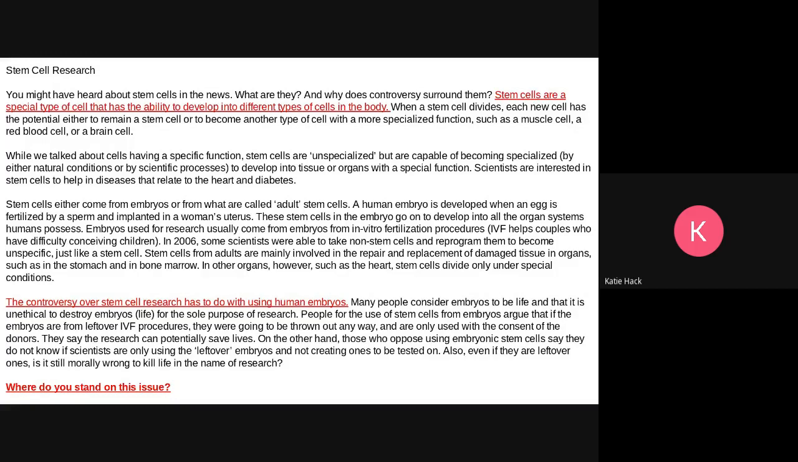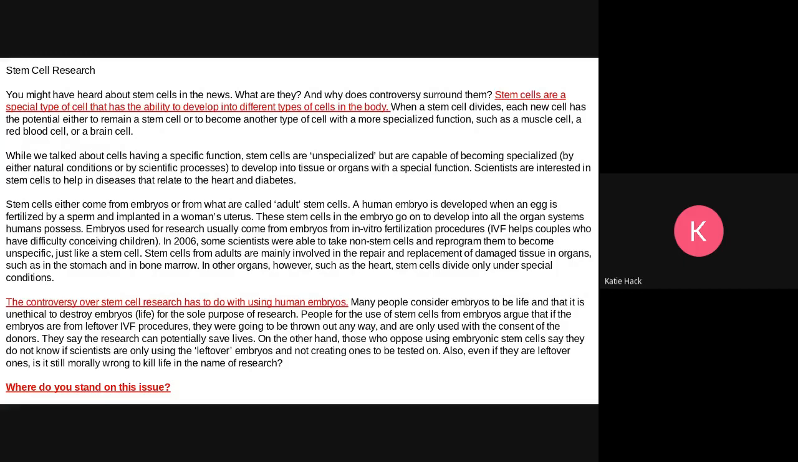So stem cells are a special type of cell that has the ability to develop into different types of cells in the body. Okay, so when a stem cell divides, each new cell has the potential either to remain a stem cell or to become another type of cell with a more specialized function, such as a muscle cell, a red blood cell, or a brain cell. Okay, so while we talked about cells having a special function, stem cells are unspecialized but capable of becoming specialized. All right, so that's going to occur by a natural condition or maybe a scientific process, right?